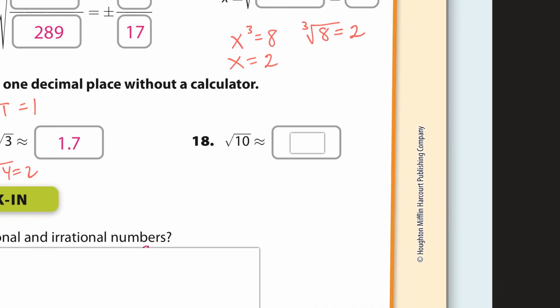And square root of 10. Well, that is in between. The square root of 9 is 3. The square root of 16 is 4, and it's closer to this. So I'm going to call this 3.2 maybe. Let's see. 3.2. Nailed it.